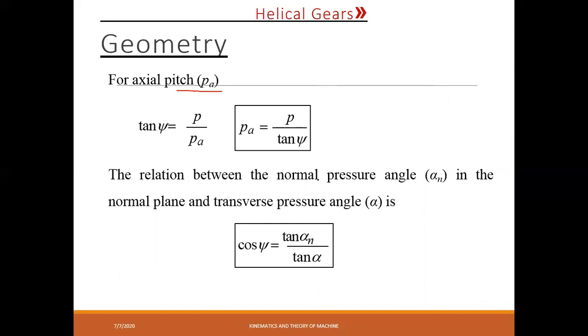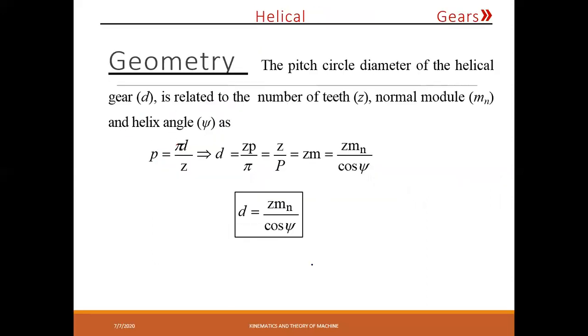So the relation between the normal pressure angle alpha n in the normal plane and the transverse pressure angle alpha is as per this relation. As per this relation, we can take cos psi is equal to tan alpha n upon tan alpha, right?